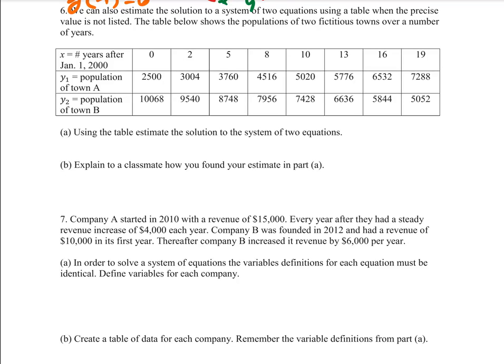So remember, you learned this from the past activities, our line is y equals mx plus b. So if we're using the first line, y1, we need a slope and a y-intercept. The y-intercept, remember, is when x is 0. So we have b for town A, and we have b for town B. Okay, but now we want the slope.